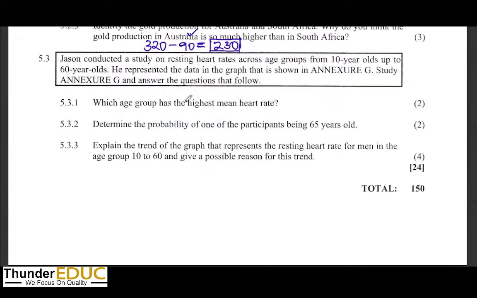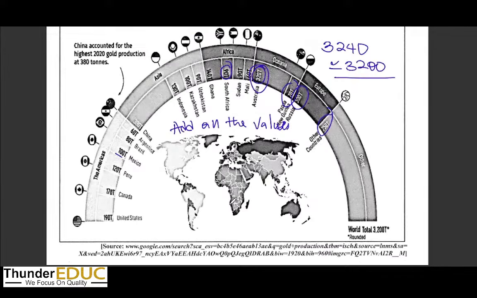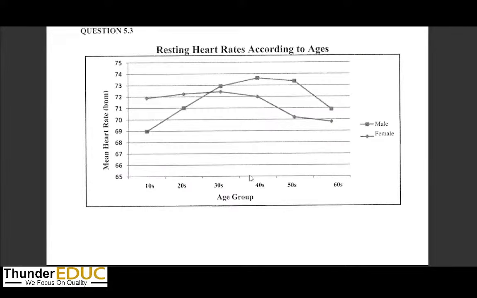All right, we look at question number 5.3. Jackson conducted a study on the resting heart rates across the age groups from 10 year olds up to 60 year olds. He represented the data in the graph that is shown in Annexure G. Study the Annexure G and answer the following questions. Which age group has the highest mean heart rate? Come here and see. When you look at it, the highest could be this. This is a little bit low.